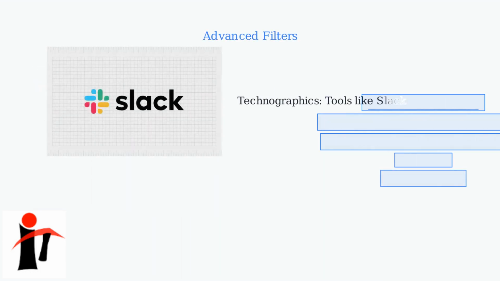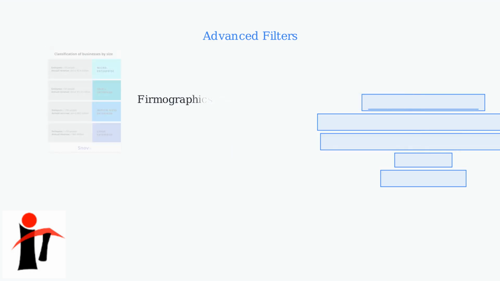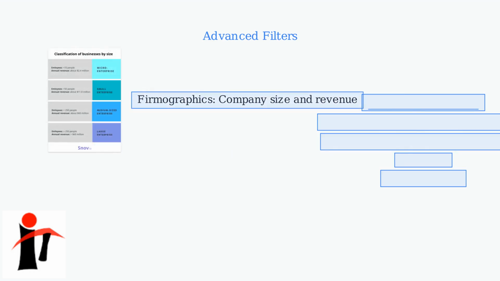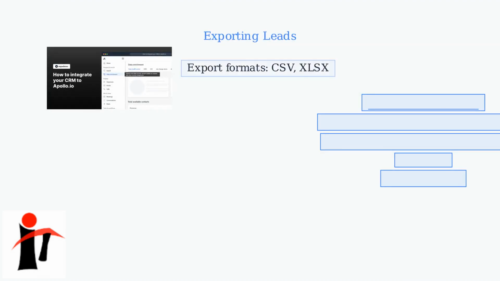Advanced filters cover technographics, which identify the tools and technologies companies use, such as Slack. Firmographics focus on company characteristics, including size measured by employee count and annual revenue. Once filtered, export results in various formats like CSV or XLSX, or directly integrate with your CRM system.